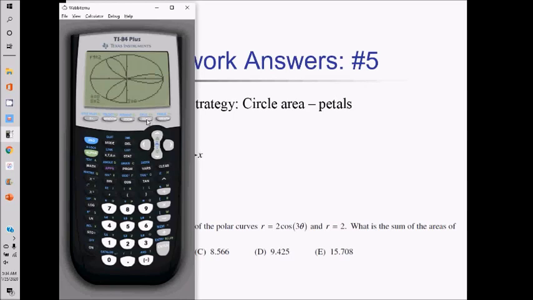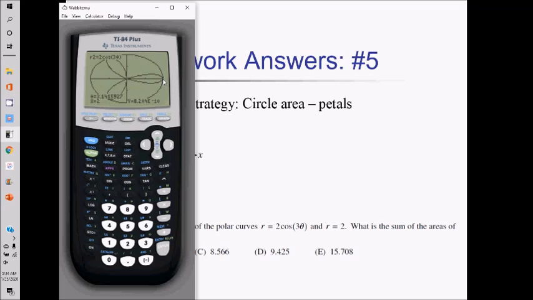So going to trace, and if you look in the upper left, it tells you which function we're on. I'm going to press the down arrow to get my trace little spider here on the second one, the 2 cosine of 3 theta. And as I move around here now, I'm tracing through these petals. And let's see here, this is going to be the quadrant 3, the quadrant 2 petal, and we come all the way back around to the beginning.